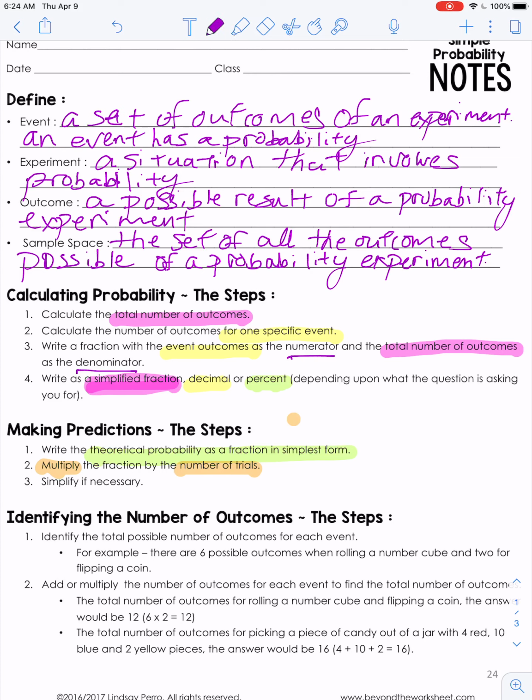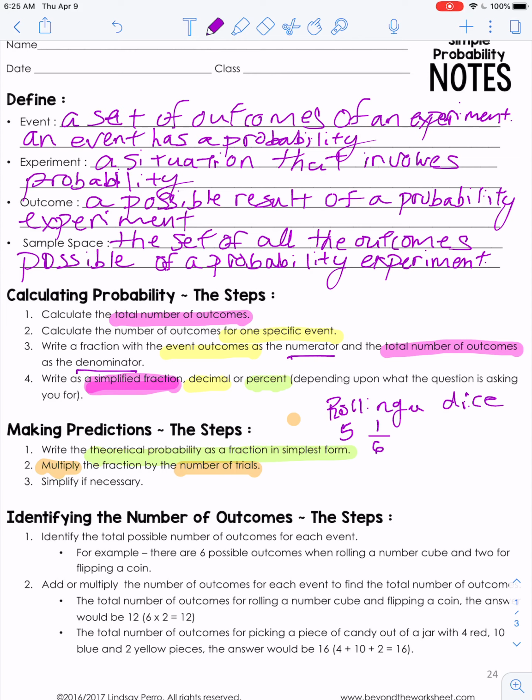So let's talk about this. If we are rolling a dice, and we want to roll a 5. So the probability of rolling a 5, there's 1 five out of 6 sides. So our probability of rolling a 5 is 1/6. So how many times would we most likely roll a 5 out of 30 rolls?